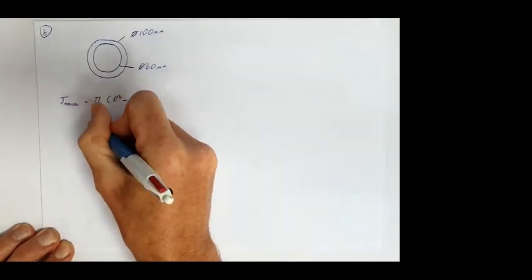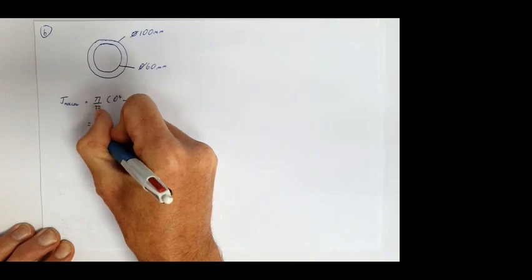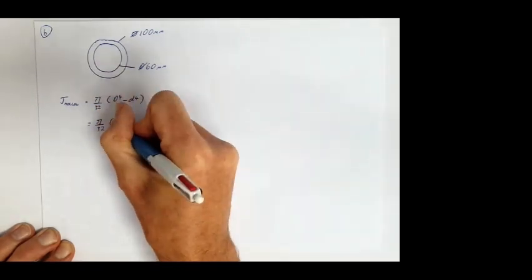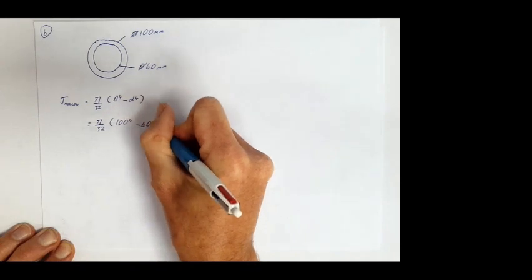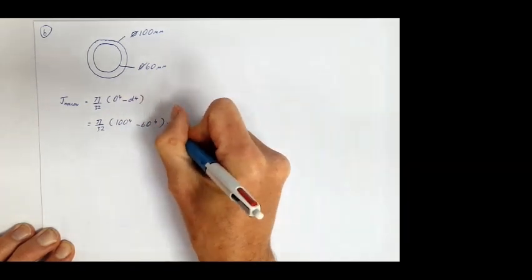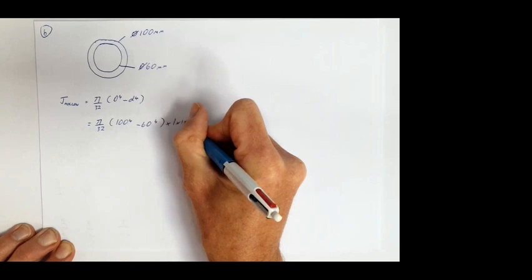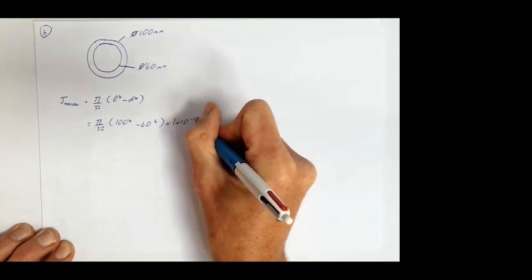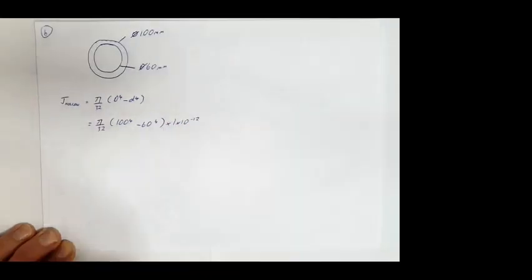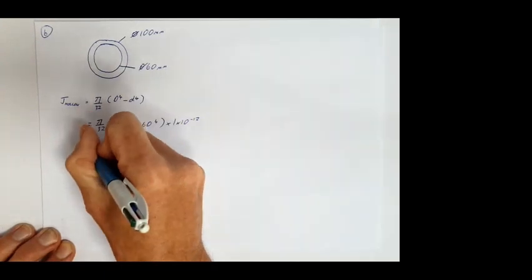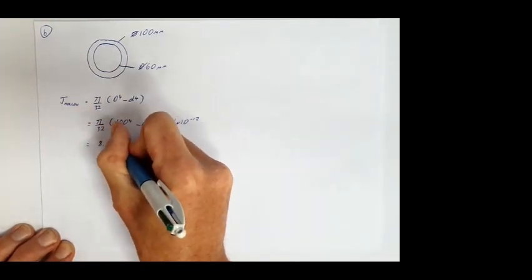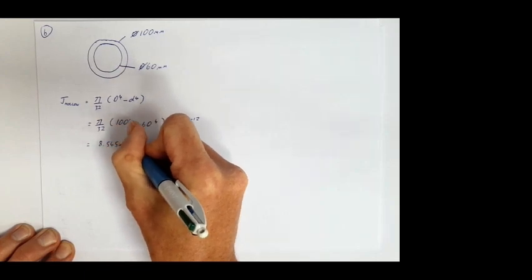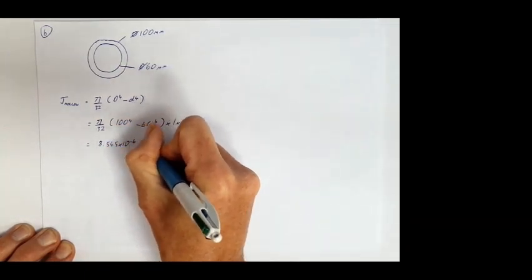So that's going to be pi over 32 times 100 to the 4 minus 60 to the 4, and that's all going to be times by 1 times 10 to the minus 12, to get that from millimeters into meters. So that's going to be 8.545 times 10 to the minus 6 meters to the 4.